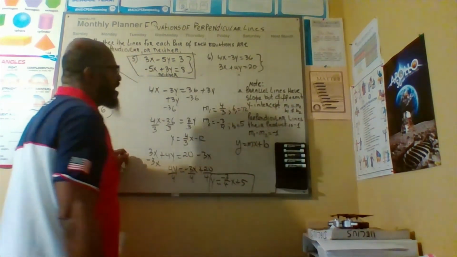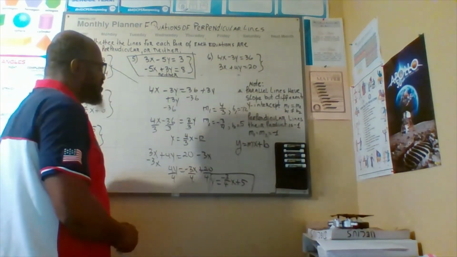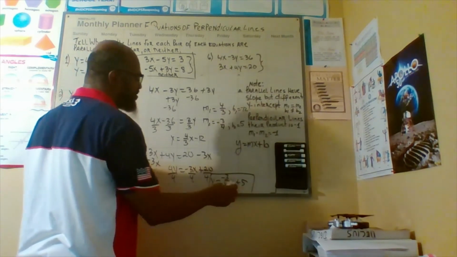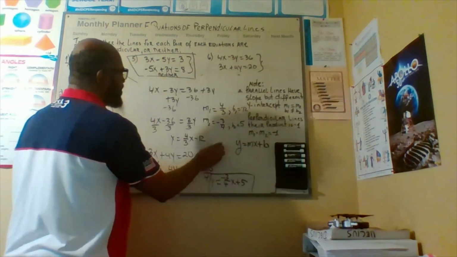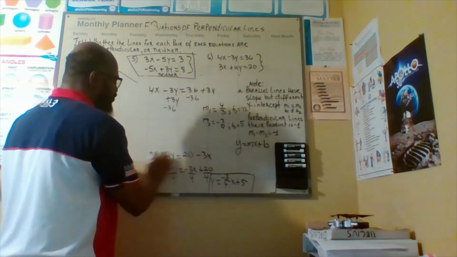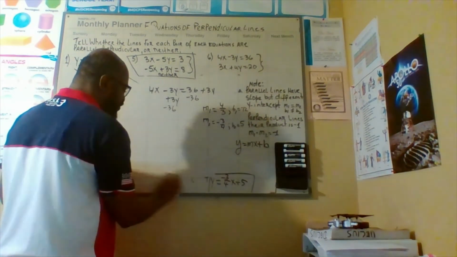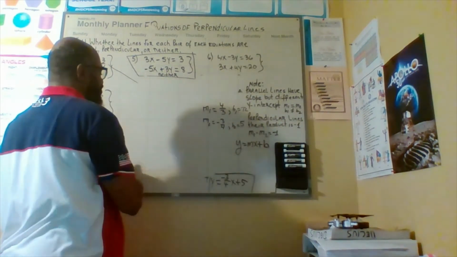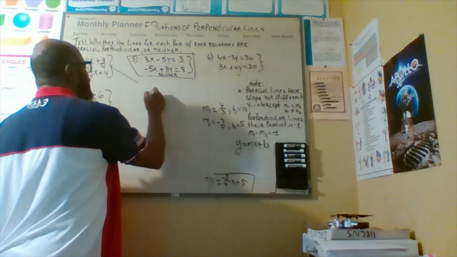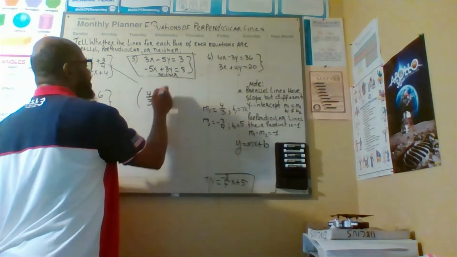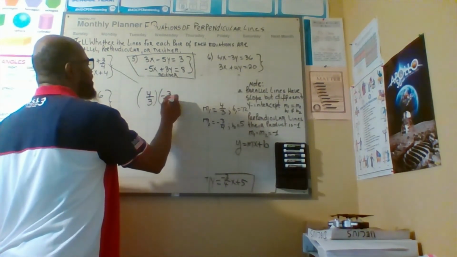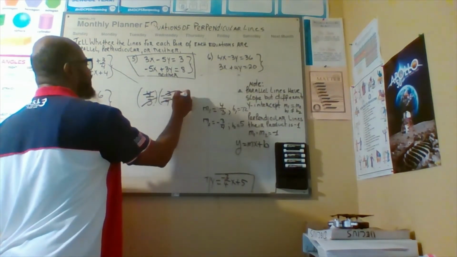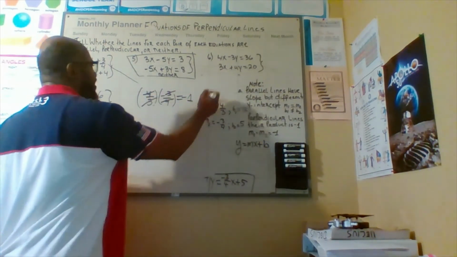When I compare them, they're not the same, so they cannot be parallel. But if I look at them, I will see the negative reciprocal. Visually, you can see they are perpendicular. So let's prove that. If I multiply the two slopes, it must be equal to negative 1. I have 4/3 times negative 3/4. This 4 cancels with that 4, this 3 cancels with that 3. The only thing that's left is negative 1. In this case, they are perpendicular.